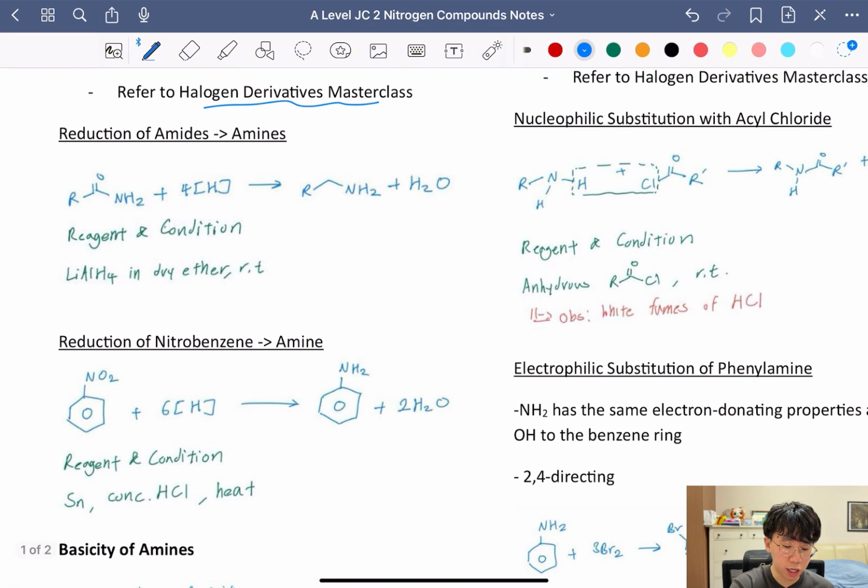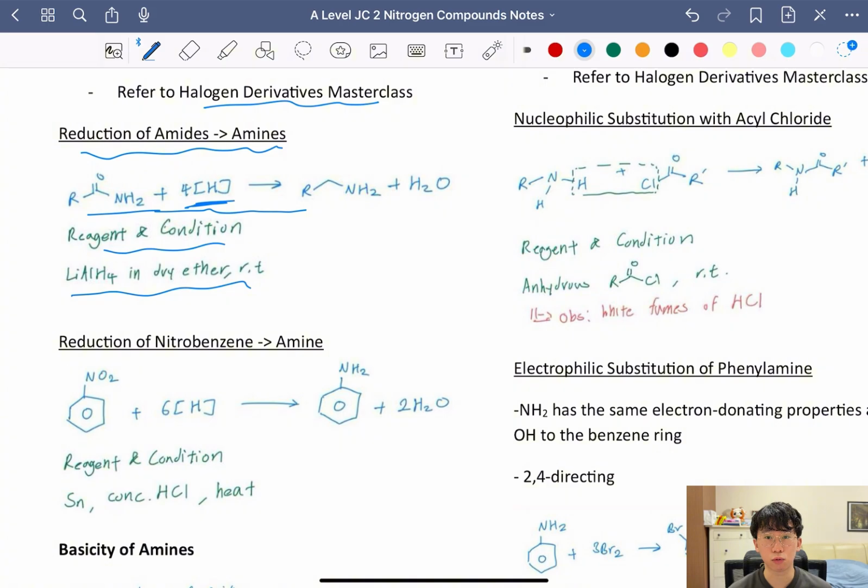You can also do reduction of amides to amines. So this is a new one, so I'll be covering it. So if you look at this reaction equation over here, do remember this 4H over here that you have to put in to balance the equation. Under the reagents and conditions of lithium aluminum hydride in dry ether and room temperature, classic reducing agent, you can reduce your amides to amines.